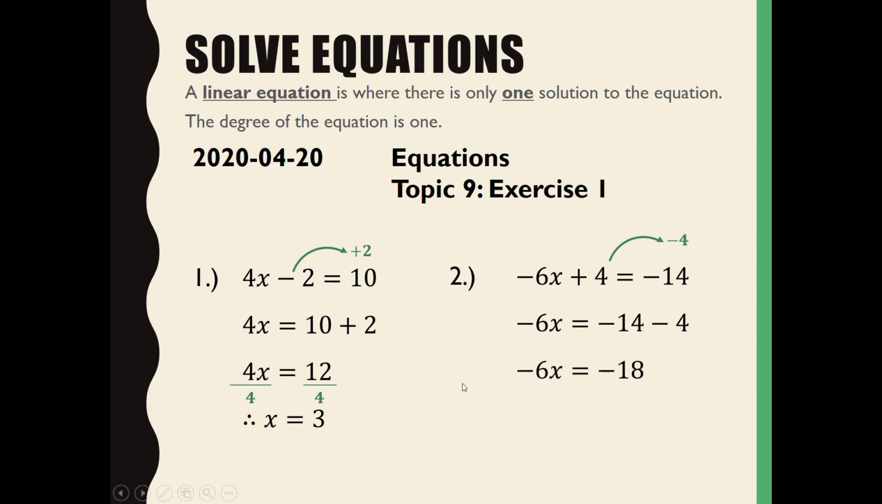Then I still need to try and get x alone. Because I'm multiplying by negative 6, I'm going to divide through by negative 6 on both sides. On this side, the two negative 6's cancel with each other. On this side, a negative divided by a negative is a positive, and 18 divided by 6 is 3.